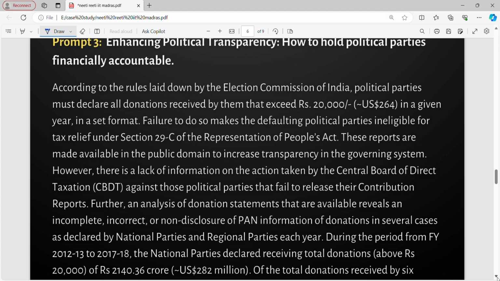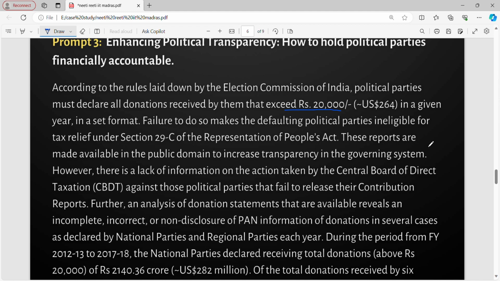So coming to the third prompt, according to the rules laid down by the Election Commission of India, political parties must declare all donations received by them that exceed rupees 20,000 in a given year in a set format. Failure to do so makes the defaulting political parties ineligible for tax relief under Section 29C of the Representation of the People Act. These reports are made available in the public domain to increase transparency in the governing system.